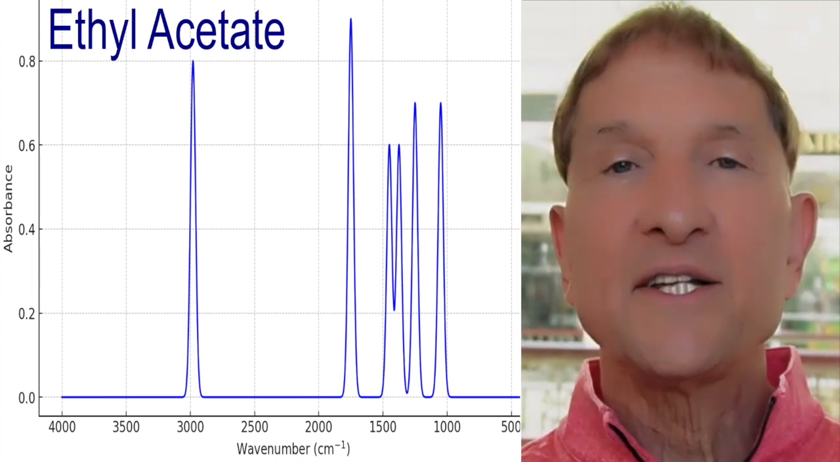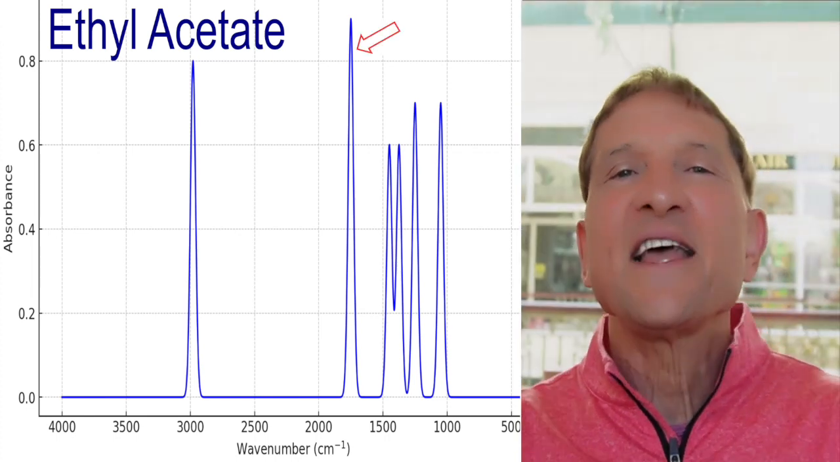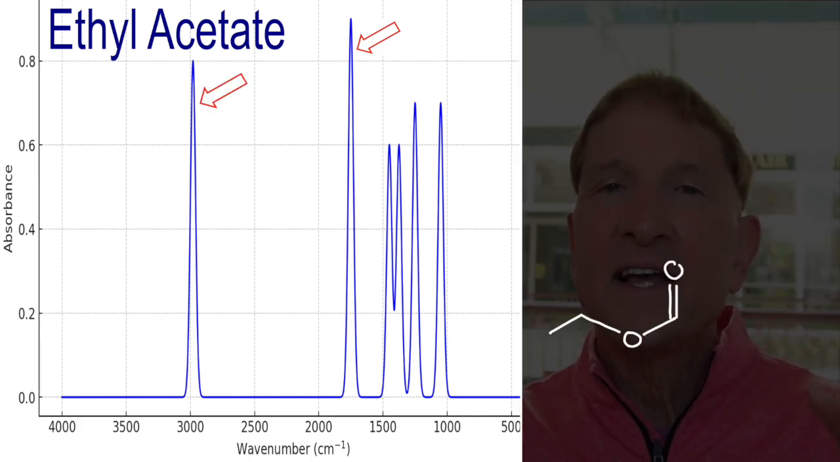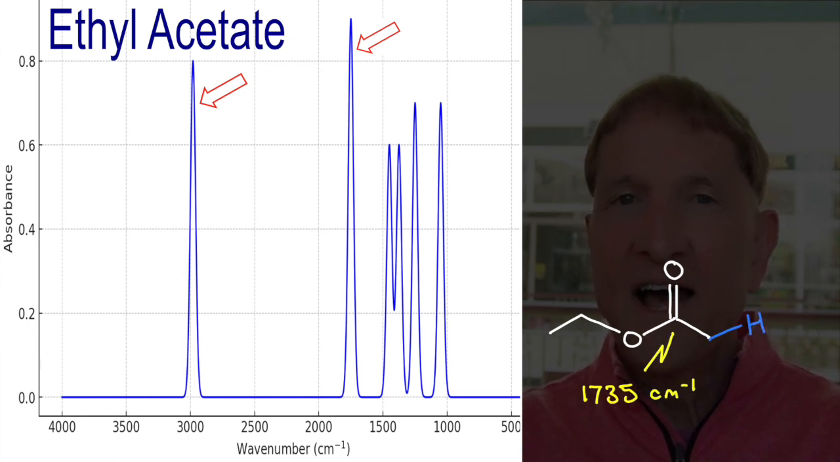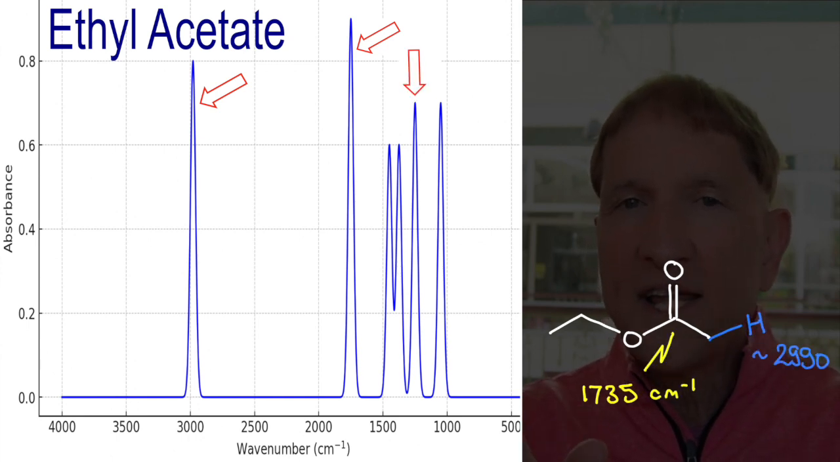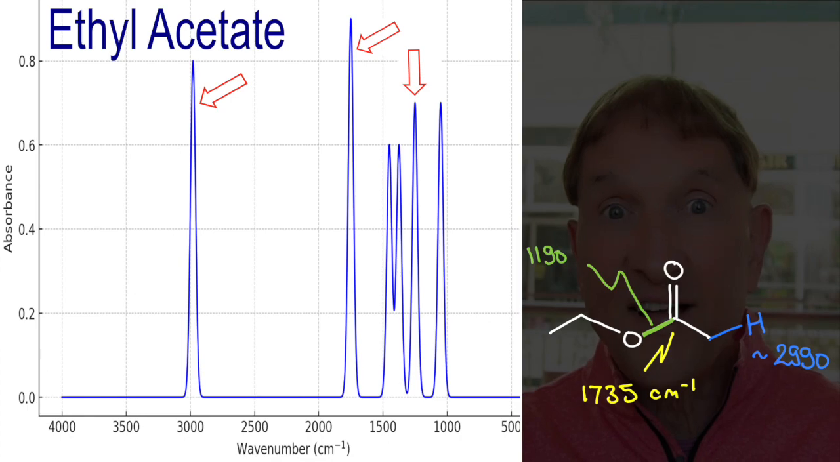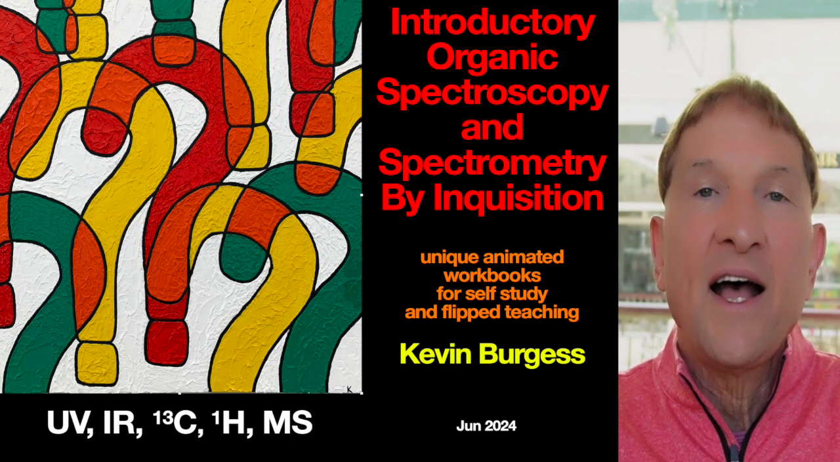Here is a simulated spectrum of ethyl acetate. There is the ester carbonyl stretch. These are the sp3 hydrogen stretches. And I'm going to estimate that this one down here is the C-O single bond stretch. Isn't this fun?